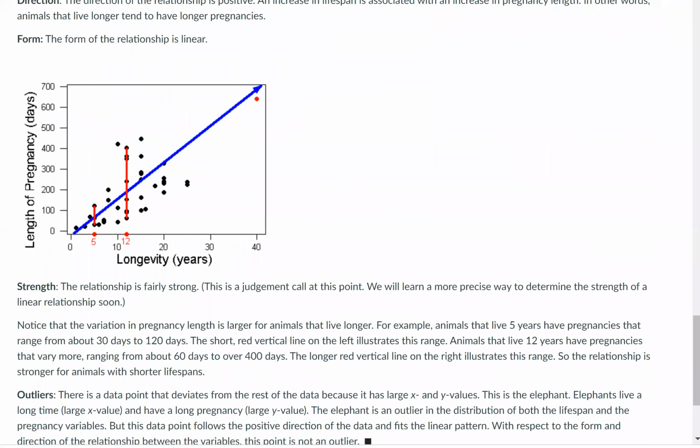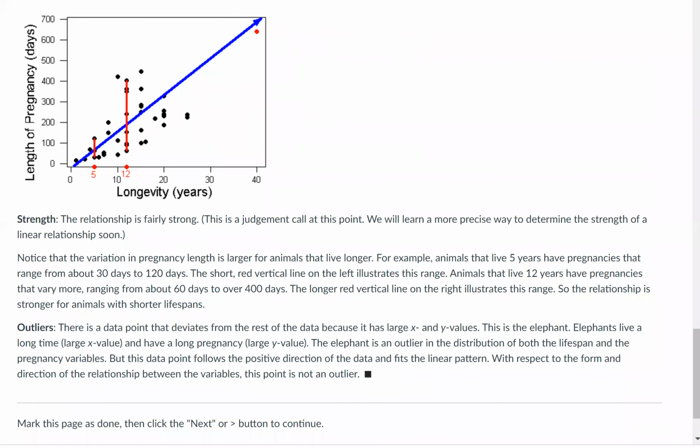It's basically linear. Let's see if the relationship is strong. What kind of strength does it have? The relationship is fairly strong. This is a judgment call at this point. Like we said, we'll learn more ways to precisely determine the strength of a linear relationship soon.